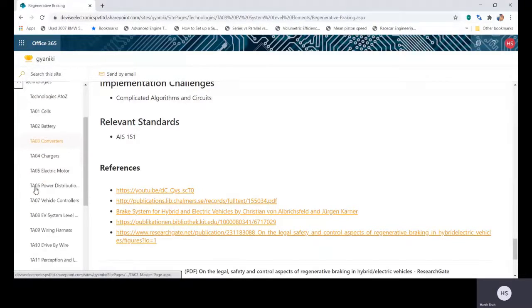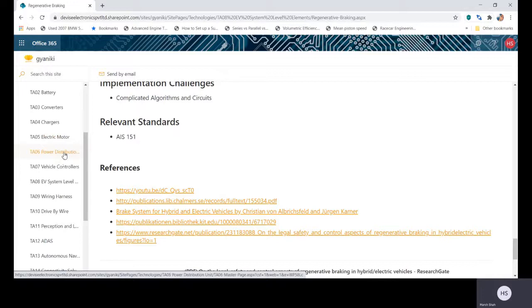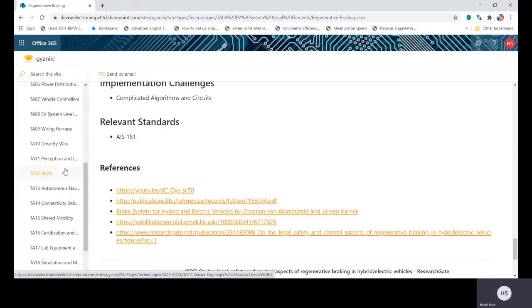So as we can see in the technology area, pretty much all manner of subsystem components that make up an advanced electric vehicle are included. We have cells, battery, converters, charger, motors or e-drives, the power distribution unit, all sorts of controllers that are used. System level elements like we saw with the regen braking or torque vectoring or say driveline configurations.